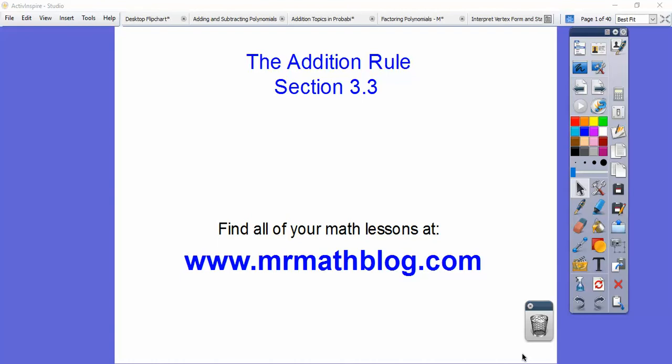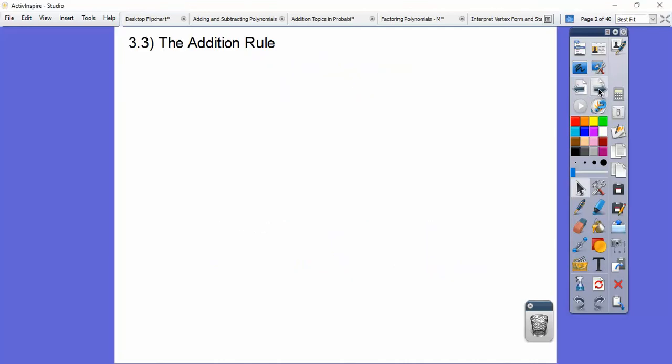Hey everybody, this is the addition rule in statistics in our elementary statistics class. This is section 3.3, so let's go ahead and get started.